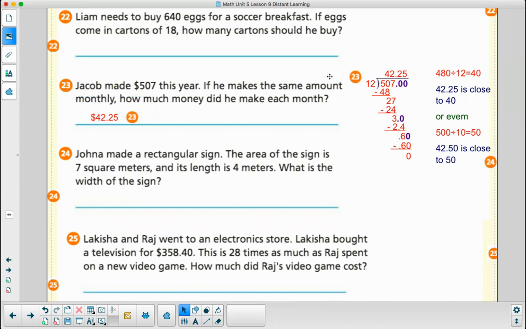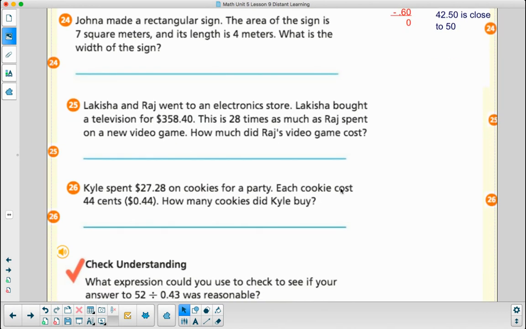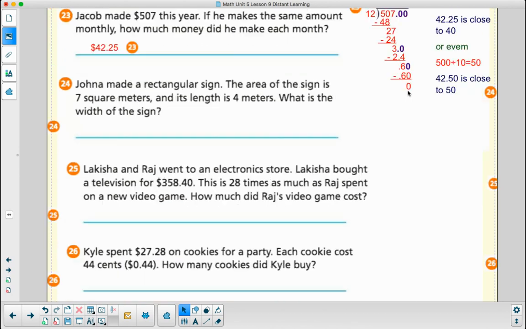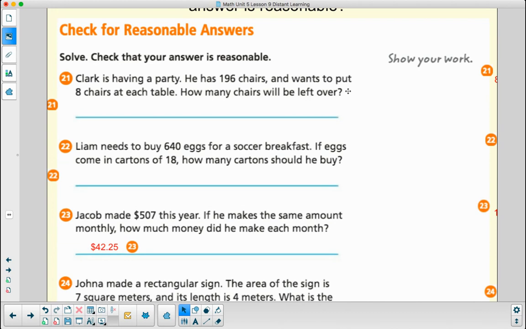All right. So go ahead and solve these and then check that your answer is reasonable. Here's 21 and 22. Pause it and do those. There's 24, 25, and 26. Pause it and do those. And finally, there's the check for understanding. Pause it and do that. Now that you're done, let's take a look at them.